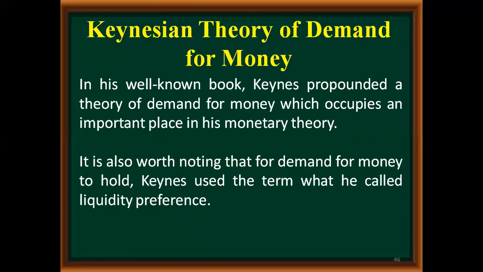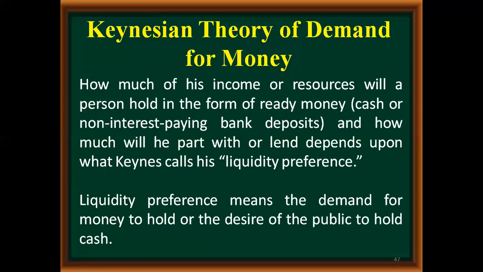So why would people like to hold cash? There are reasons for that. Keynes has given a reason for holding cash by people. How much of his income or resource will a person hold in the form of ready money, that is cash, and how much will he part with, means he will spare or keep apart, and how much he will part with or lend depends upon what Keynes called liquidity preference.